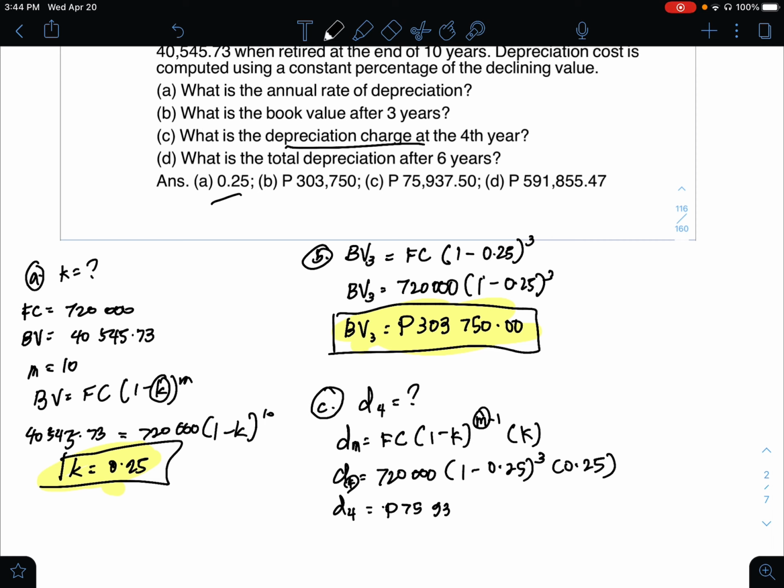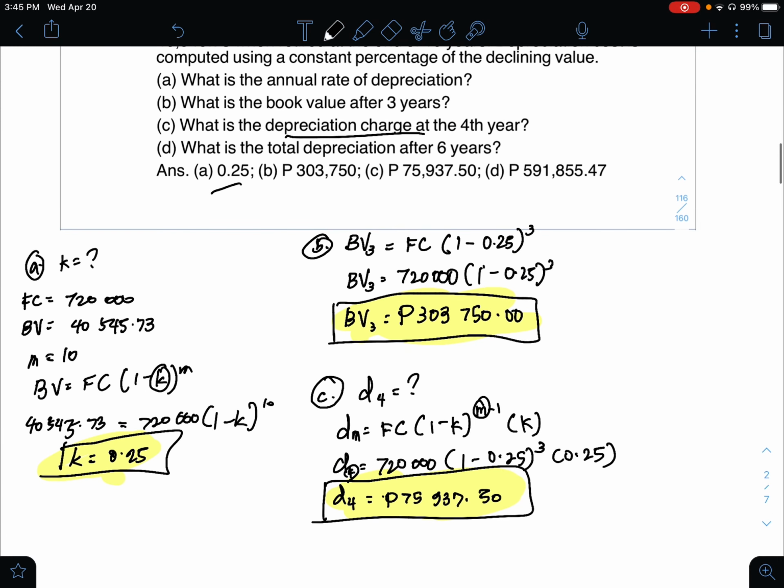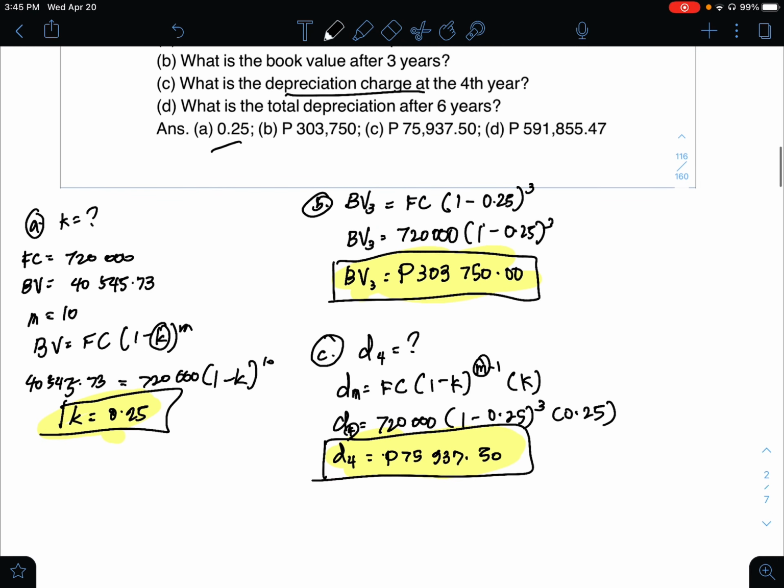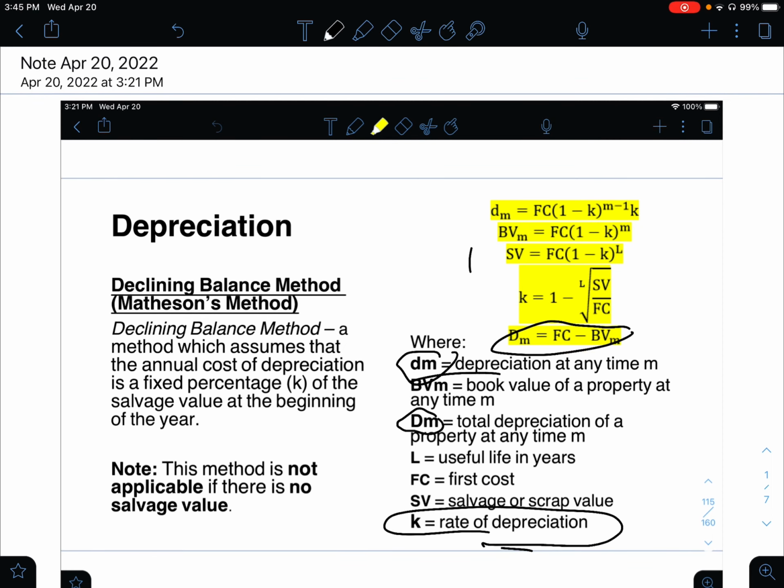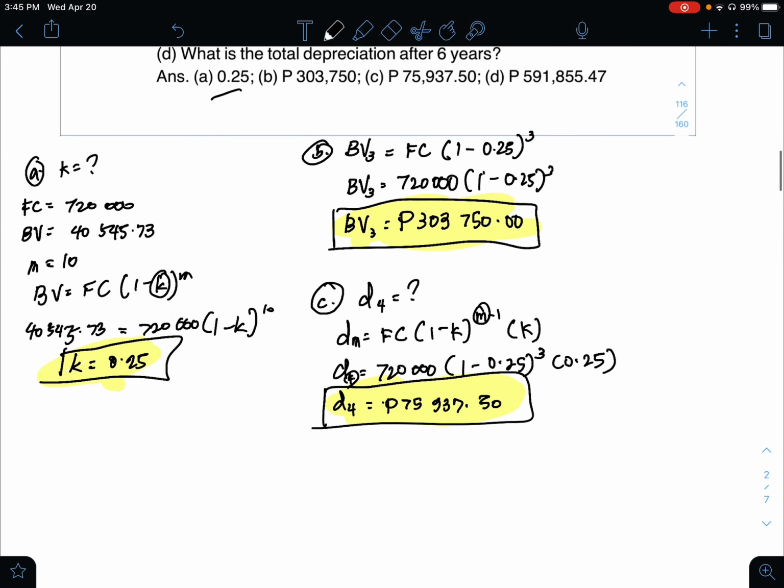Okay? And for letter D, what is the total depreciation after 6 years? So total depreciation is the big D, while the small d is the yearly one. So D at 6, the formula is FC minus BVm, or the first cost minus the book value at 6 years, right? So that's FC minus BVm.